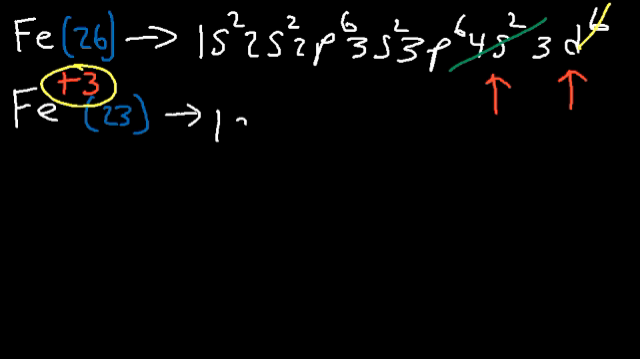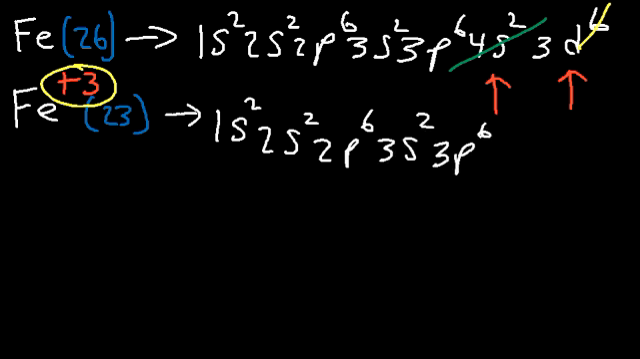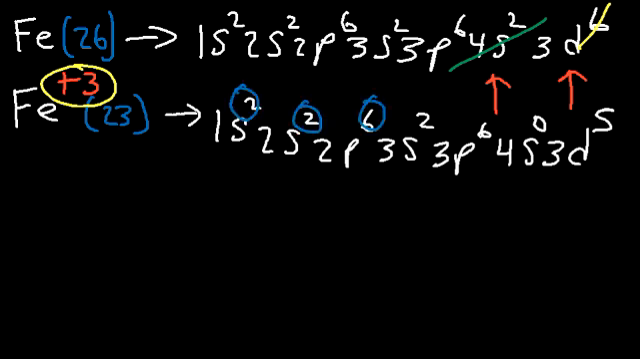So it's going to be 1s2, 2s2, 2p6, 3s2, 3p6. Now you can omit 4s, or you can write it as 4s0, and then 3d5. So if we add the exponents, 2 plus 2 plus 6, that's 10, plus 2 and 6 is 18, plus 5 is 23, which is the number of electrons.